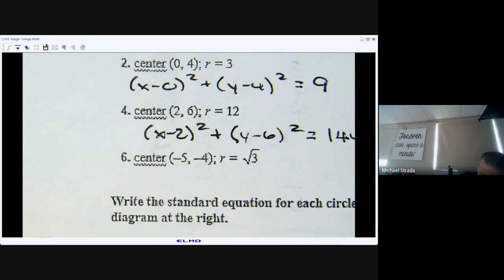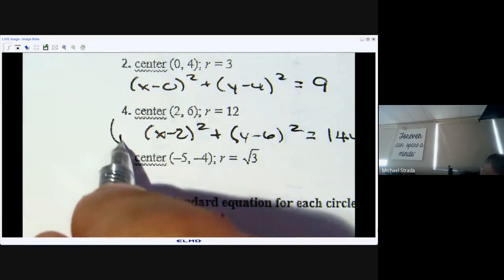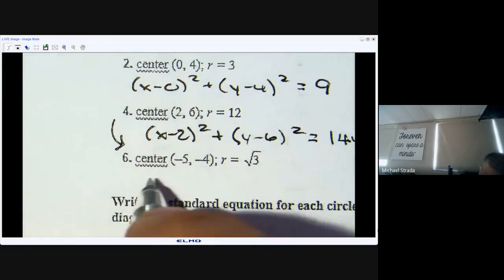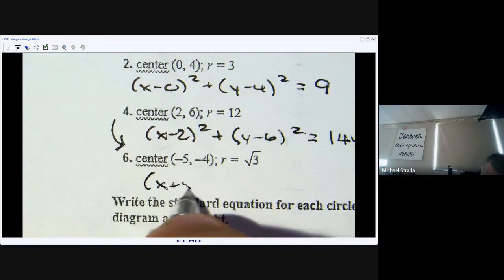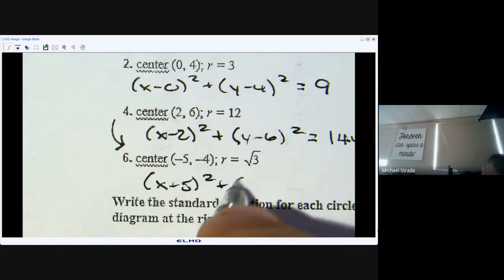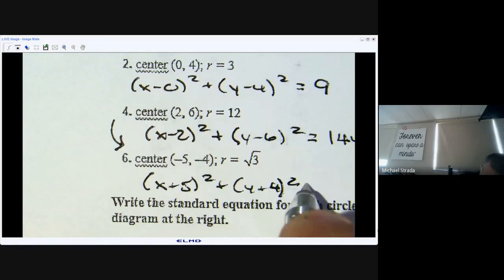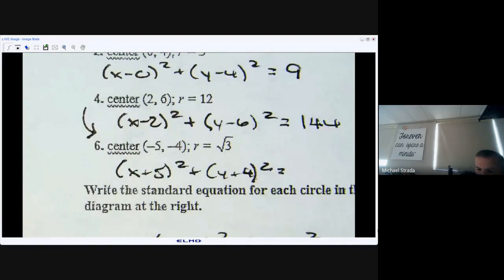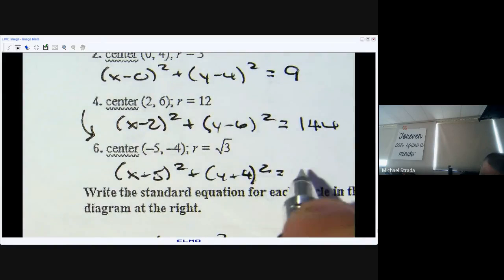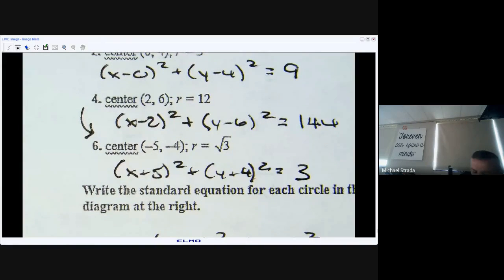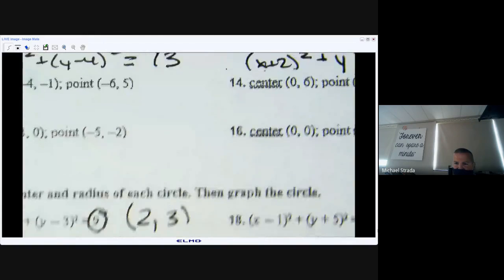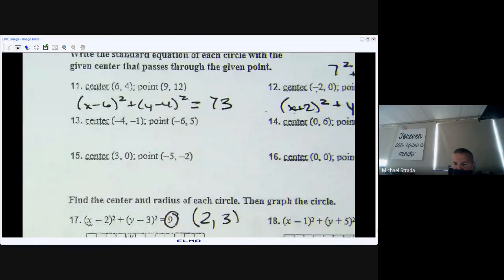All right. In number 6 underneath, remember the opposite means you switch your sign. So instead of -5, it would be +5. And when you square a square root, what do they do to each other? Cancel out. You just got 3. All right? Everybody good with that idea? Everybody good with given a center and a point?